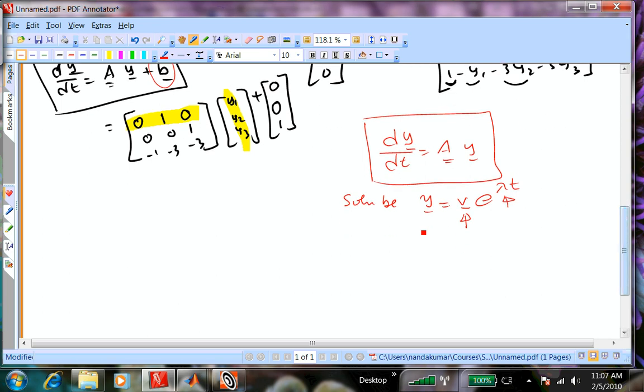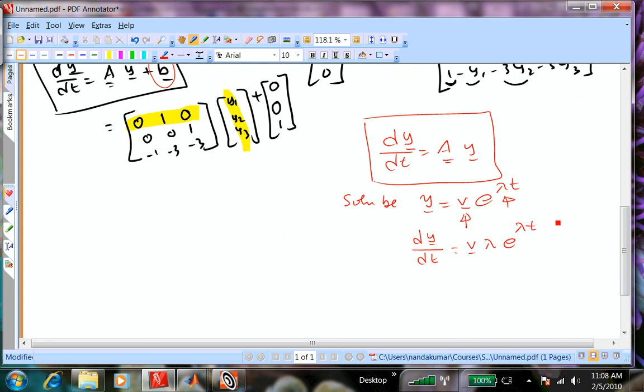Okay? But if I take the derivative of this, what do I get? V and lambda are constant. If I take the derivative of this, it's a vector, what do I get? V is a constant, so derivative of e to the power lambda t. What is that? Lambda times e to the power lambda t.